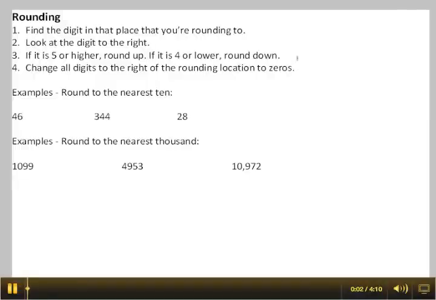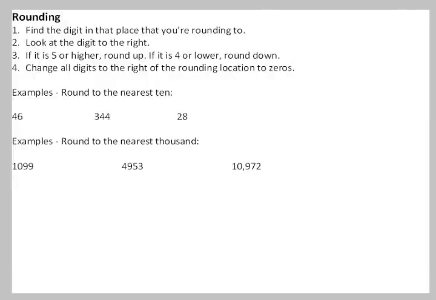Hi, in this video we're going to take a look at rounding. These are the steps that we need to follow when we round. First, we find the digit in the place that we're rounding to. So this is why it's important to know place value.